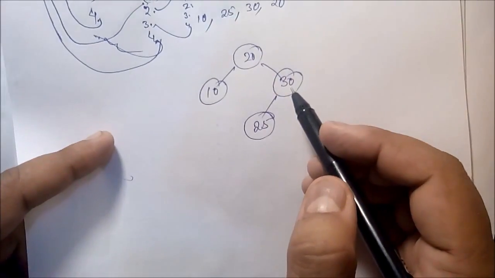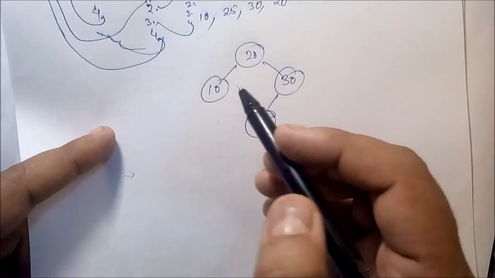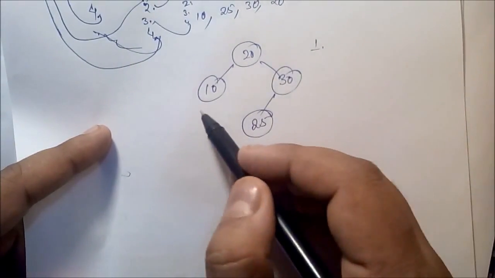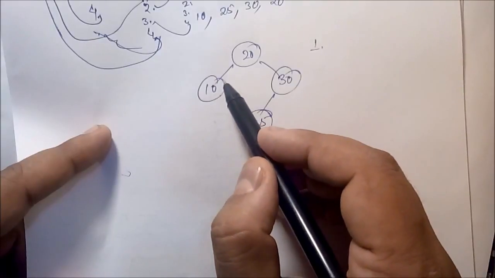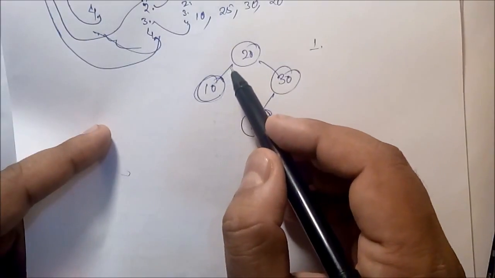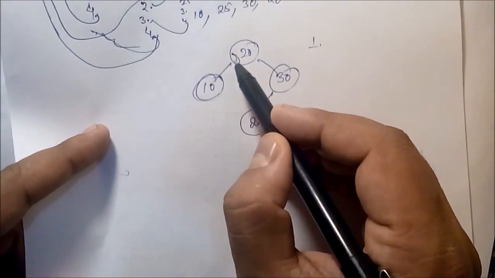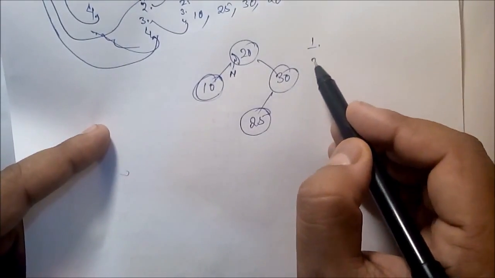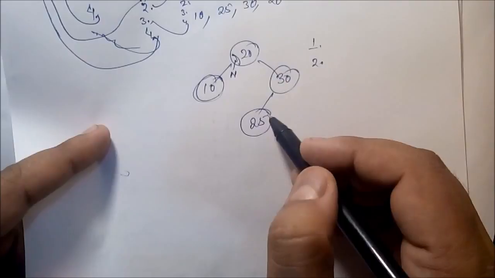Okay, now binary search tree deletion. So basically three cases are there. In case one, if it is a leaf node and you want to delete this particular node, you just delete it, and in this part you just put a null value.